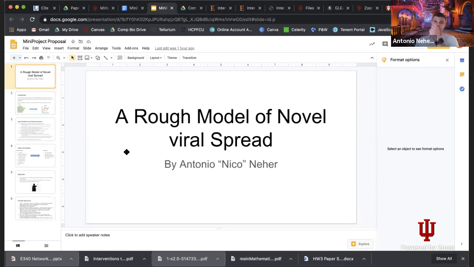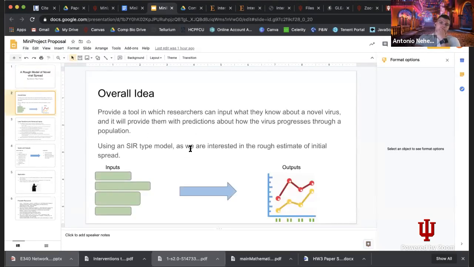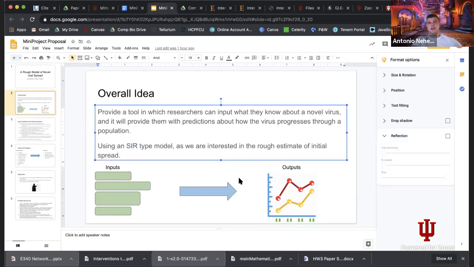So my initial idea was more of a tool to roughly model a novel virus spread. The general idea would be that in the case of a novel virus, researchers can pull what they know about the virus early on, plug it into this model, and get some outputs in some nice graphs. As they learn more about the virus, they can update that model and continuously improve the outputs and the predictions. Initially I'd just start with an SIR type model to get a rough estimate of the initial spread.